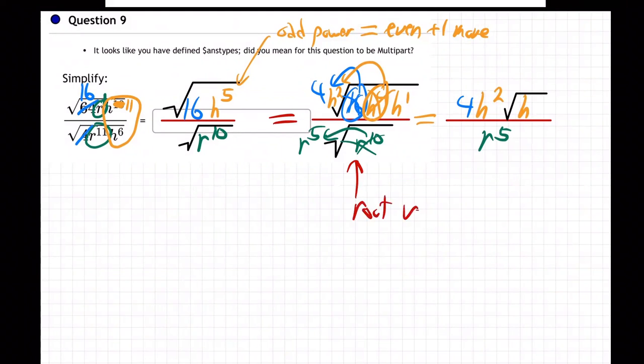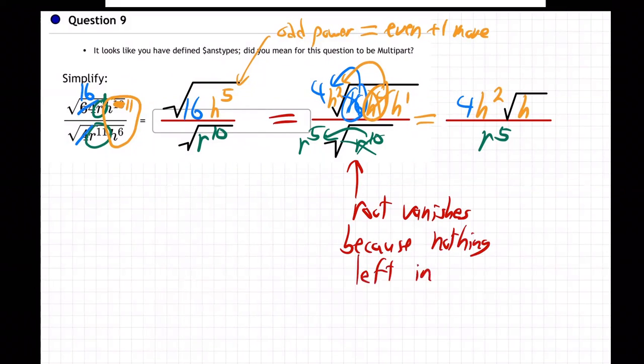The root here vanishes because there's nothing left inside. There's nothing left inside. So that's it. We got our answer.